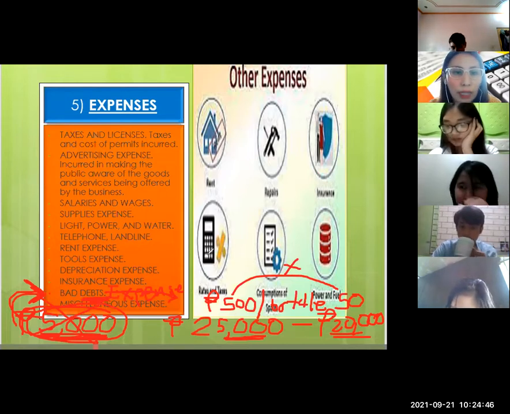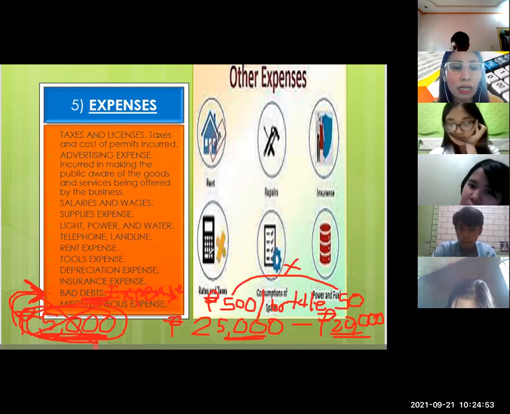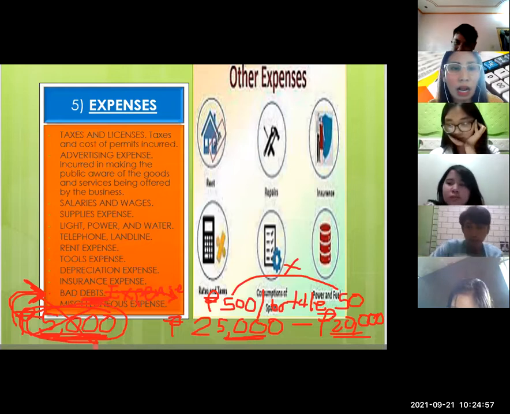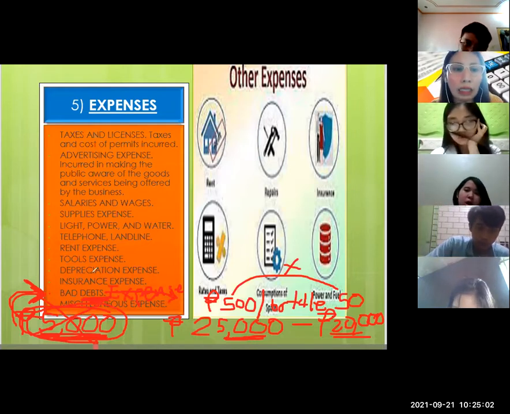Okay, nakuha yung bad debts expense. Pag dumating na yung time na yung mga customers or clients ay hindi na nababayaran yung kanilang mga supplier o mga businesses. Ayan. Ano yun? Kabawasan yun sa kanilang kita.